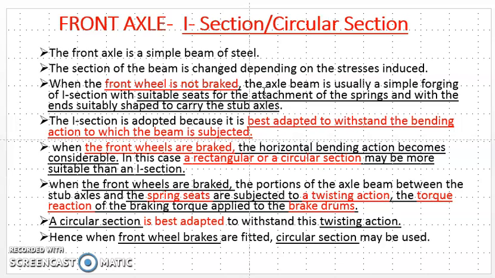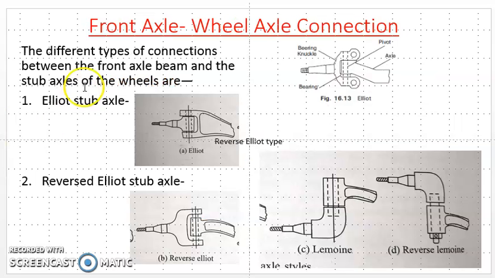Okay, so when the front wheels are provided with brakes, at that time circular section is more preferred. Okay, I think you have understood better. After that we are going to learn some front wheel axle connections. According to the stub axle and axle beam, they can be classified into 4 types.